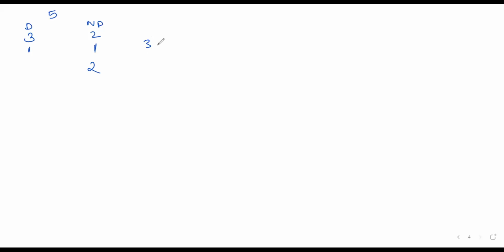तो ये हो जाएगा 3C1 into 2C1, that is 3 into 2, that is 6. या फिर 2C2 and 3C0, that is 1. So total 7 ways. This is one way of solving.